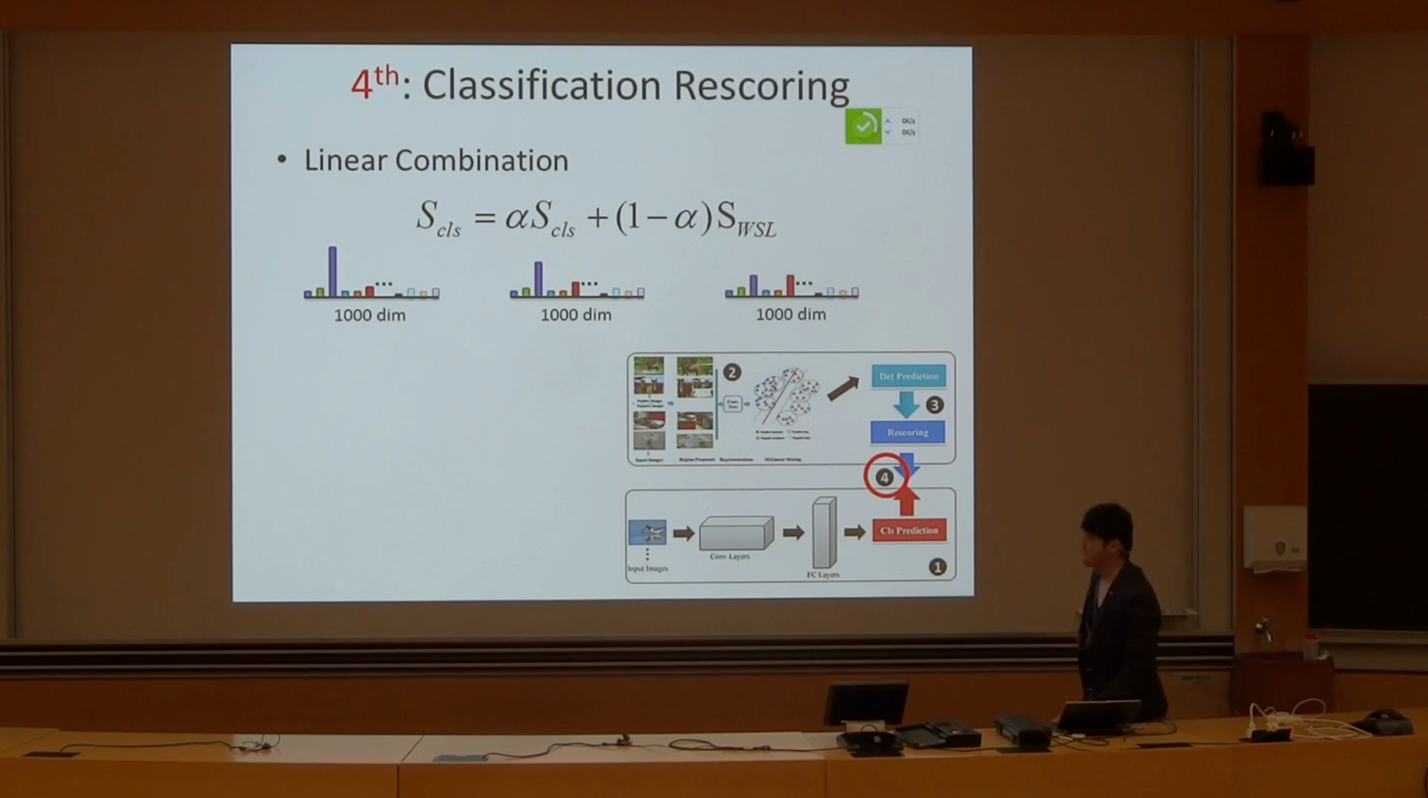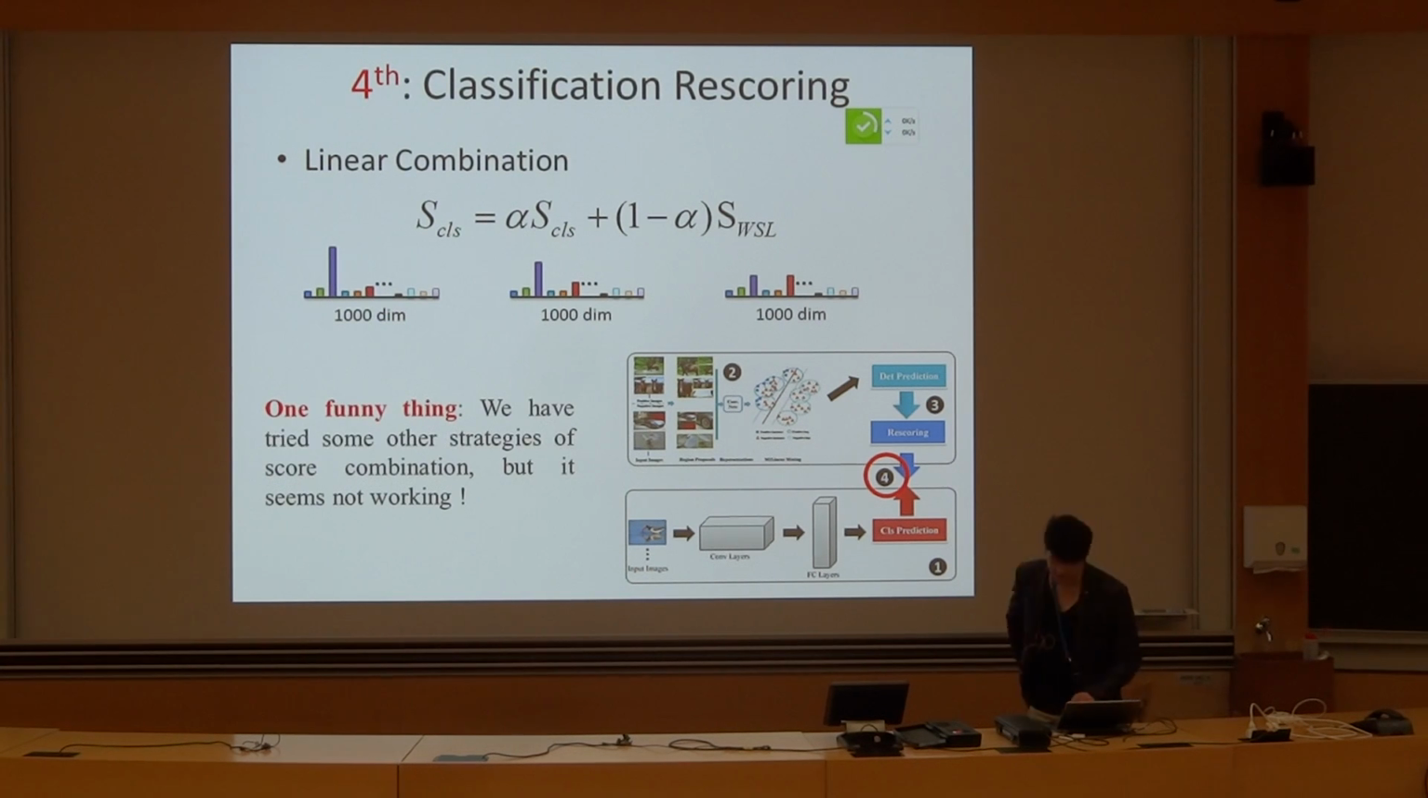Here maybe you will ask why we don't use any other algorithms. I think there are a lot of better algorithms such as context SVM and a lot of these methods. So why don't we use them? Actually, the funny thing is we have tried all these other strategies of score combination, but none of them works. For now, I still don't understand it. Maybe I didn't operate this correctly, so maybe you can discuss later.